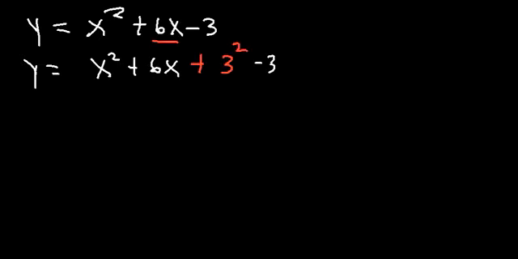Now notice that we added 9 to the right side. So we change the equation. To balance that, we need to add 9 to the left side or subtract 9 from the right side. Since I don't want to change the left side, I'm just going to put minus 9 on the right side. So if you add 9 and subtract 9, you haven't changed the value of the equation.